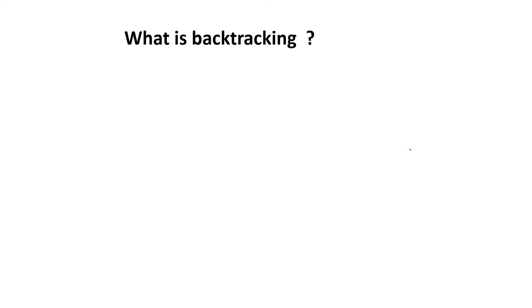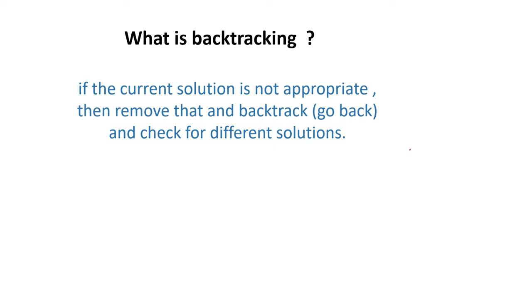So just for a quick recap, what is backtracking? In backtracking, what we do basically is we try to find some solution, suppose the current solution. And when we see that the current solution is not proper or appropriate, then we have to remove some portion from the solution and go back, or backtrack, and start from something else, and we have to try that path also.